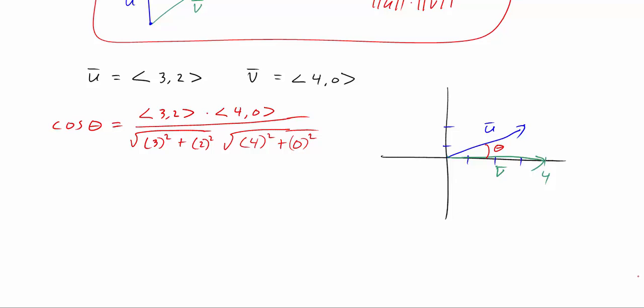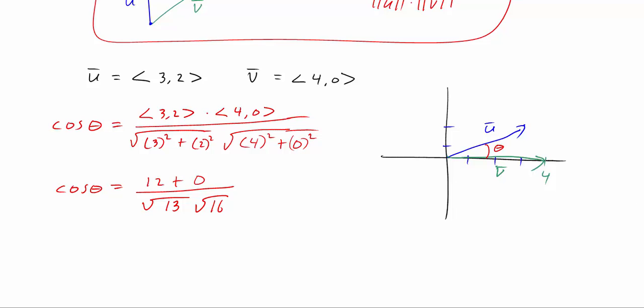And now all we have to do is simplify. So bring down, we're still setting this equal to the cosine theta. So the dot product says we're going to take 3 times 4, which would be 12, plus 2 times 0, which is 0. And then on the bottom, we're going to get the square root of 3 squared plus 2 squared. So that's going to be 9 plus 4, which would be 13. And that's going to be multiplied by 4 squared and 0 squared. So 4 squared is 16 plus 0, so that's simply 16.